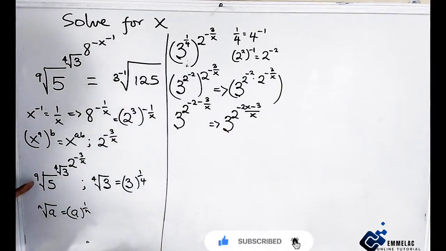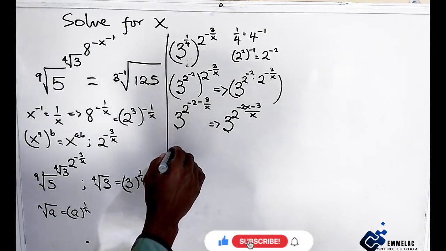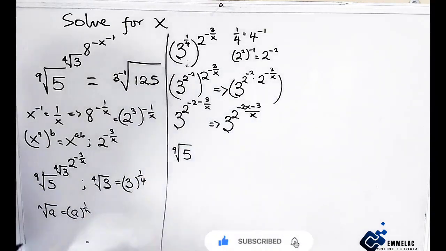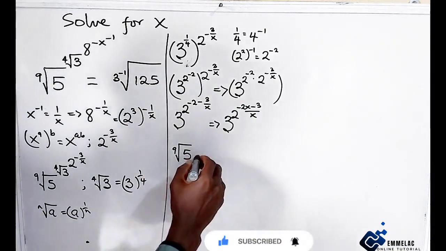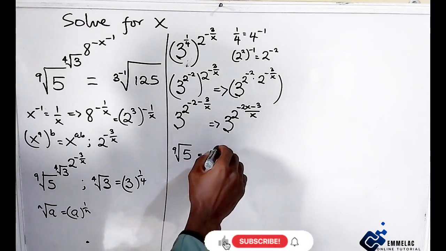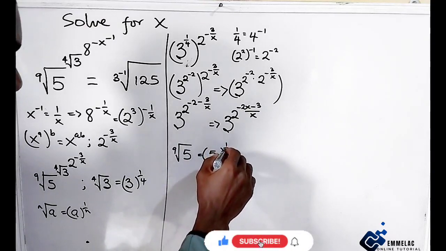So we are left with the ninth root of 5. Now let us solve this first. Now the ninth root of 5. Taking hold of this, applying this rule here, we have 5 raised to the power of 1 over 9.